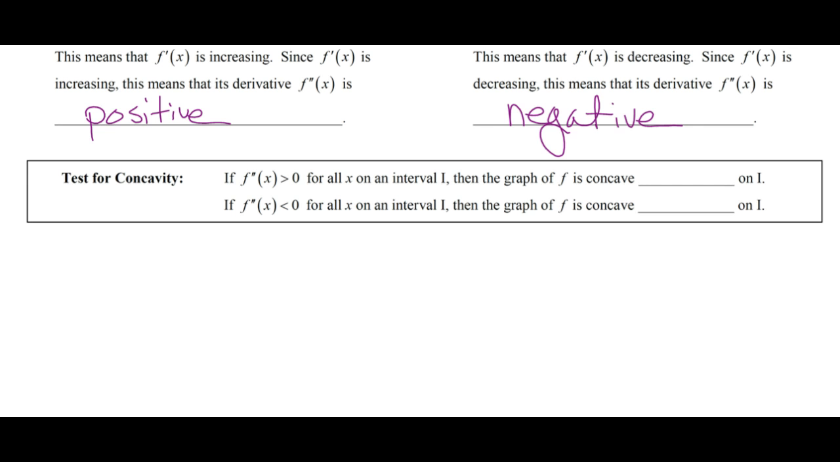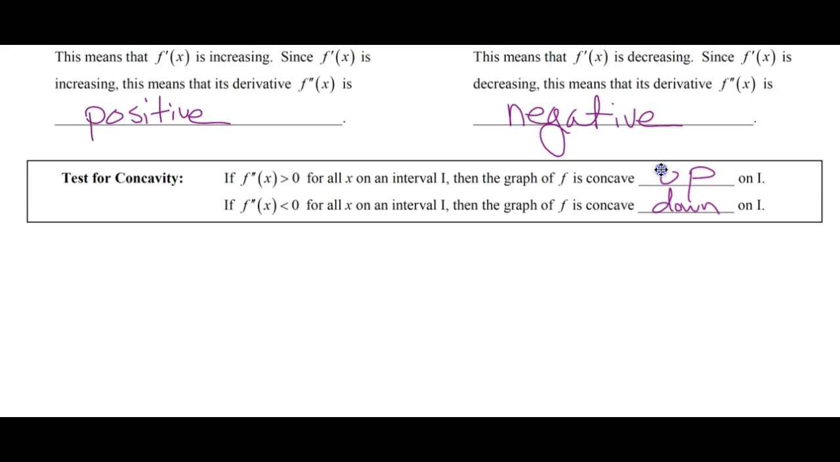The test for concavity, not a real test, well, I guess in a sense. If f double prime of x, the second derivative, is greater than 0 for all x on an interval I, then the graph of f is concave up. And if f double prime of x is less than 0 for all x on an interval I, the graph is concave down.